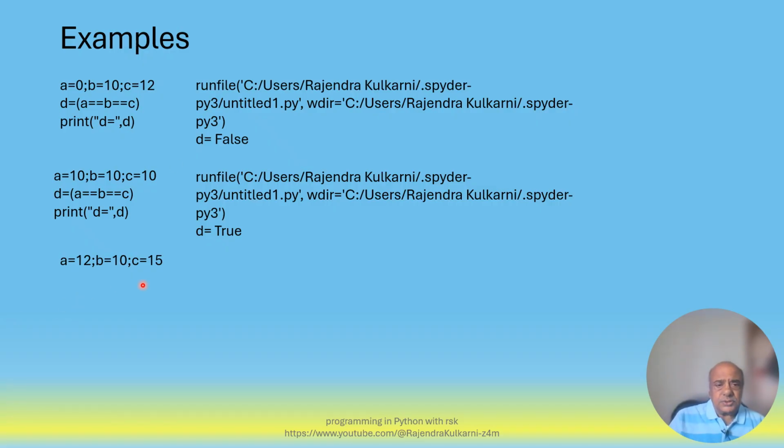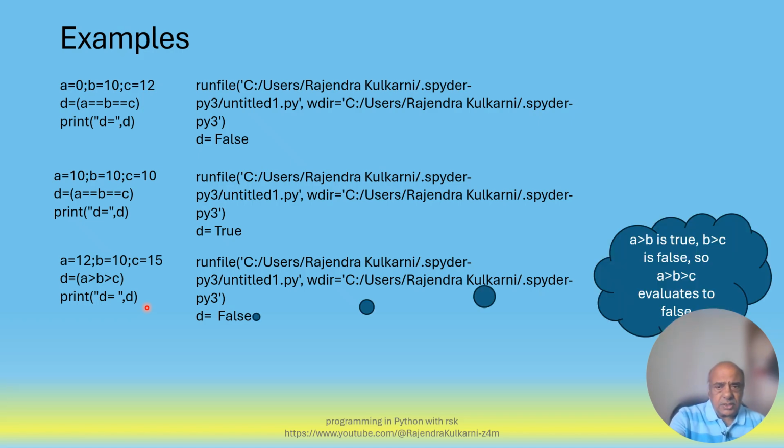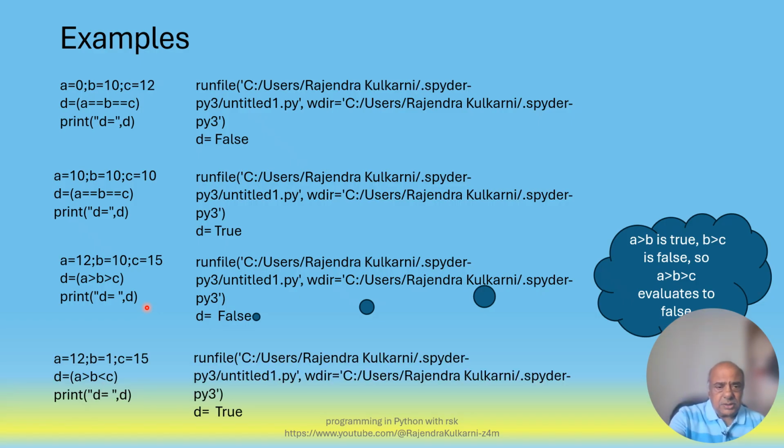Then a is 12, b is 10, c is 15, a greater than b greater than c. What will it evaluate to? It will evaluate to false. D will be assigned false because a greater than b is true, but b greater than c is false. So a greater than b greater than c evaluates to false. Then a less than b, a greater than b, b less than c will evaluate to true.